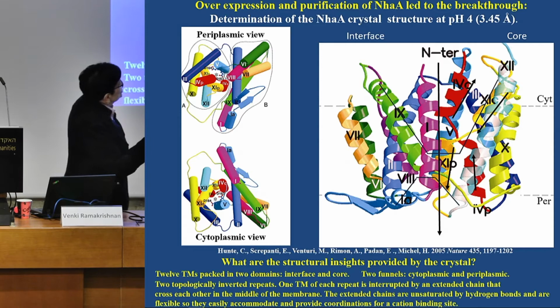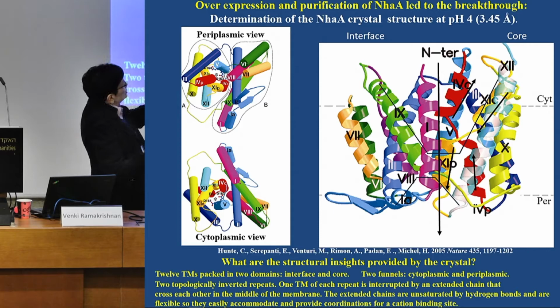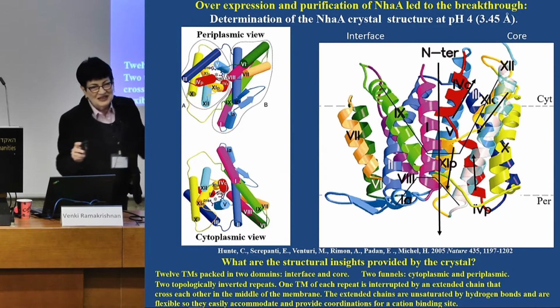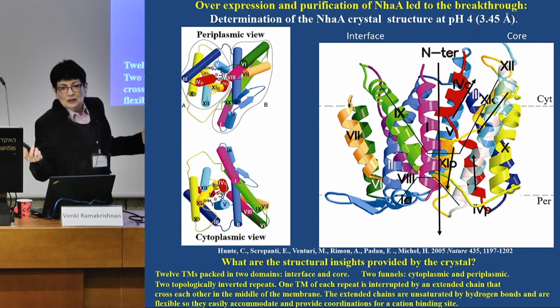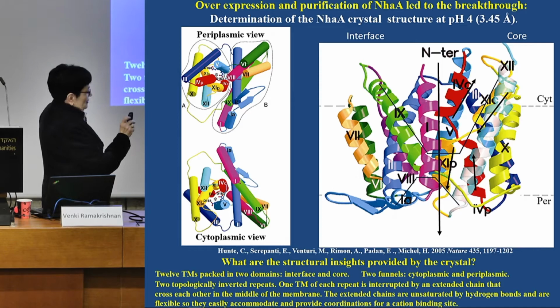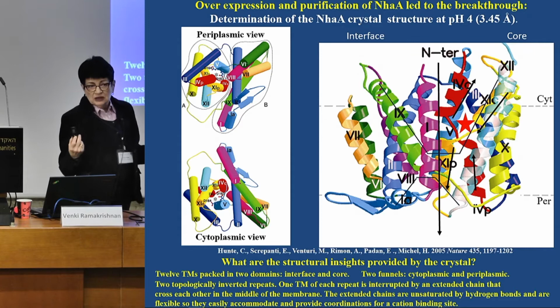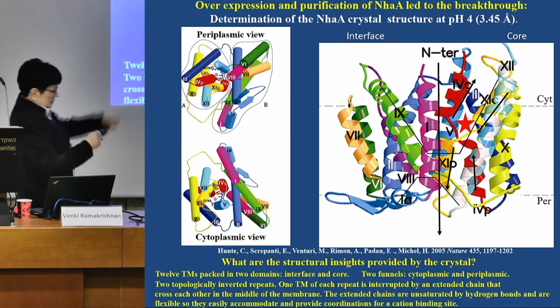I don't want to show all of them. I just pinpoint 2 which are inverted. You can see them here. And they are interrupted in the middle by an extended chain. And at that time, it was a fight with the editors of Nature, because in the middle of the membrane, you have an extended chain. What does it mean? Okay. But because it's not saturated by hydrogen bonds, and it is flexible, it can accommodate ions. And here is the active site, and I'll talk about it later.